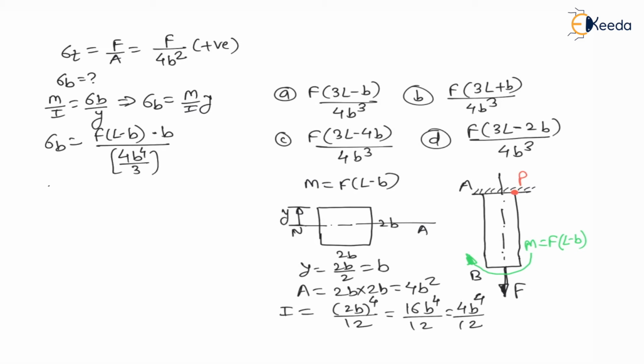Therefore, simplify this bending stress. Sigma b is equal to 3 will go up, 3F(L minus b), and this upper b, and in the denominator b to the power 4, one b will get cancelled, it will remain b cube. Therefore that will remain 4b cube. This is the bending stress acting at point P.